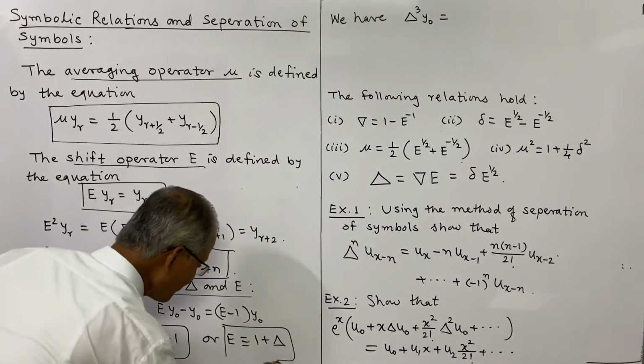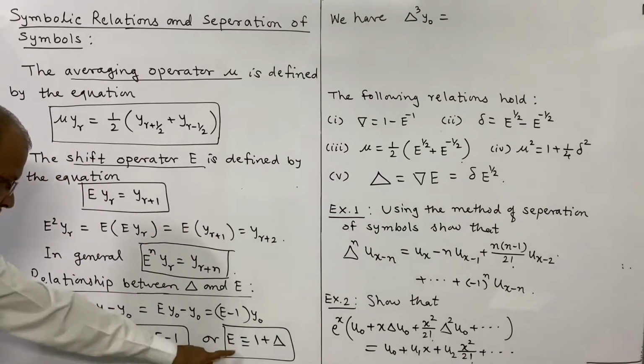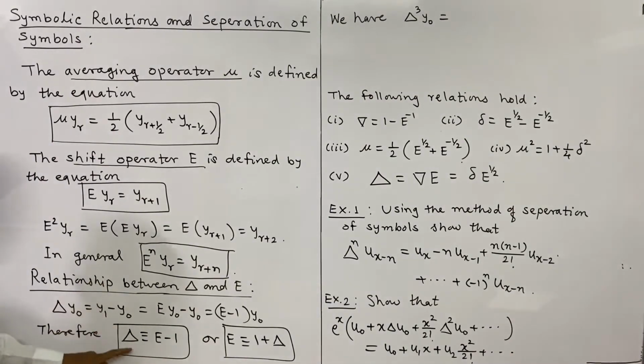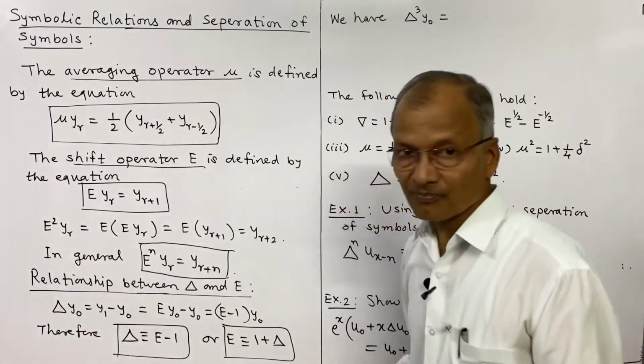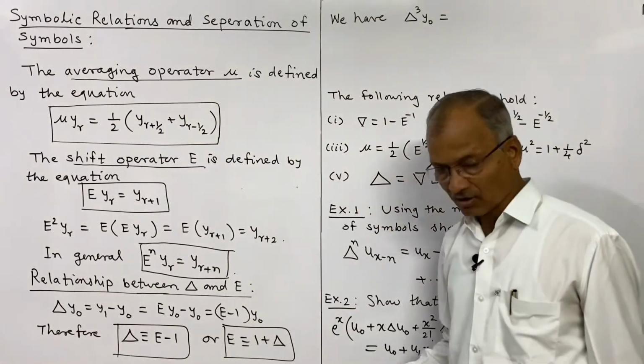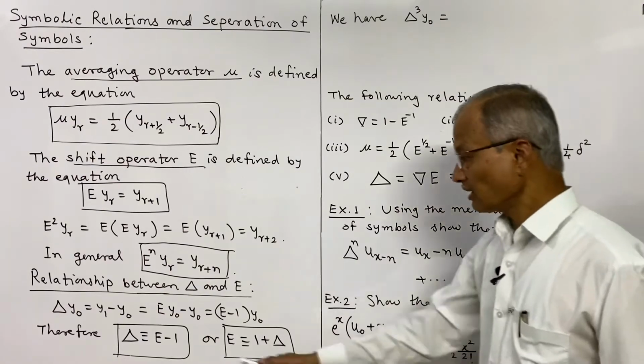It is one and the same. This E is written as 1 plus delta. So this is the relationship between delta and E. Now how this relation is important or useful, that we will see. Delta equals E minus 1.